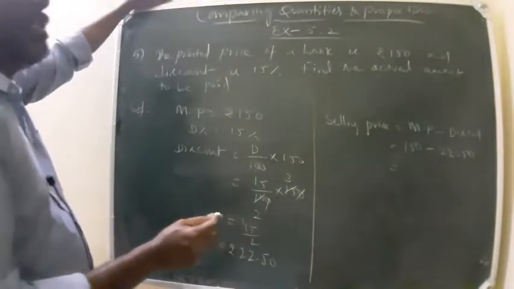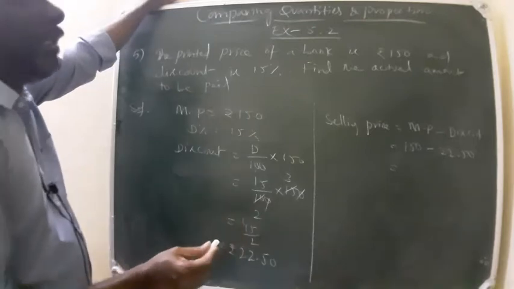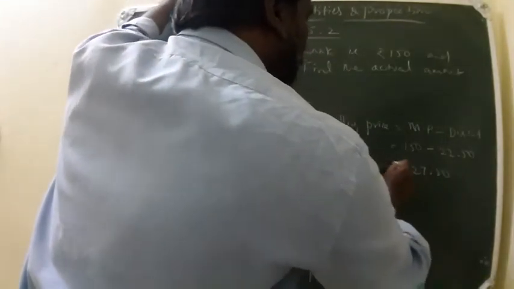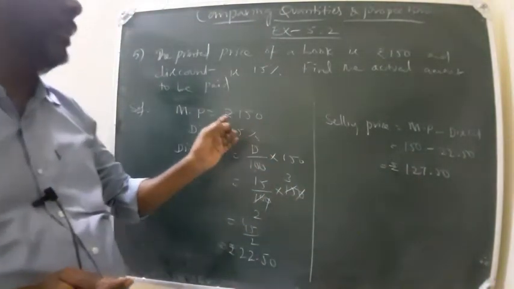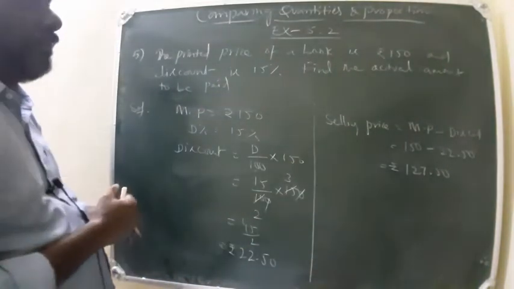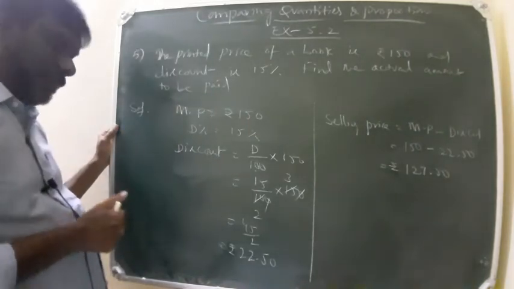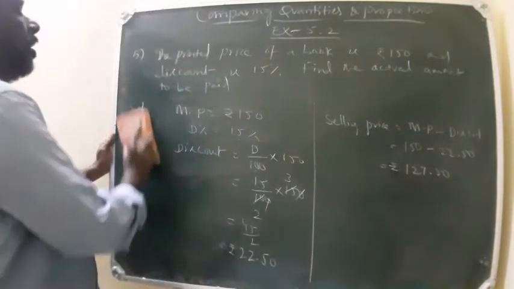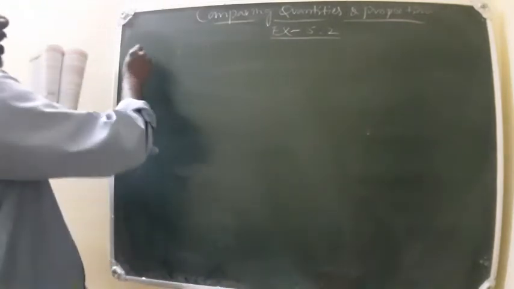Then what is the answer here? That is 127.50 paise. So the book can be sold by the shopkeeper with rupees 127.50 paise. So like that you have to do this problem. Now we'll see the next sum. That is 6th sum.